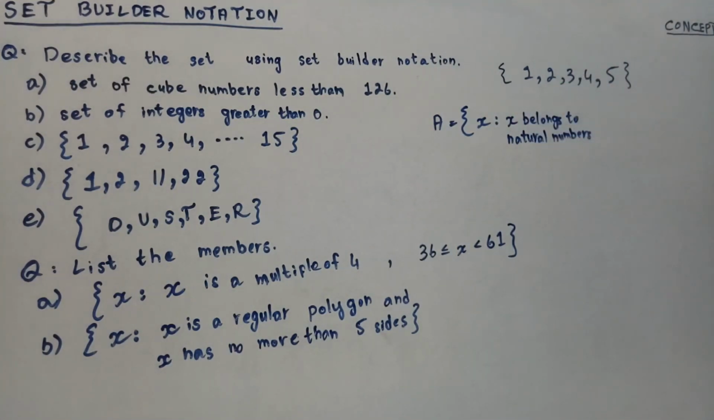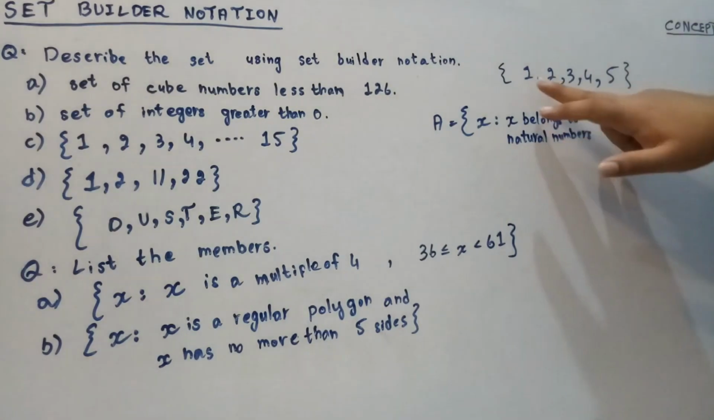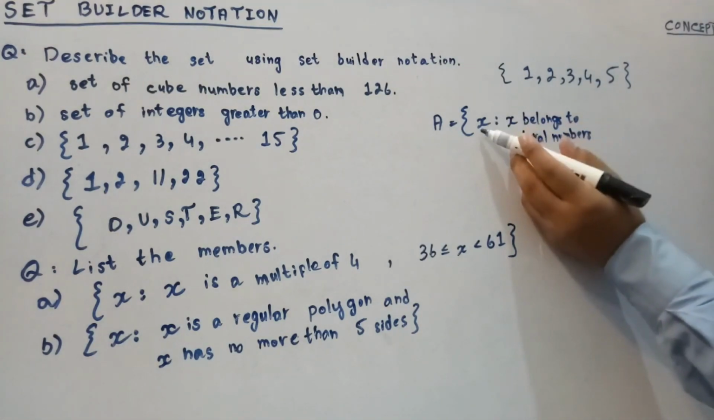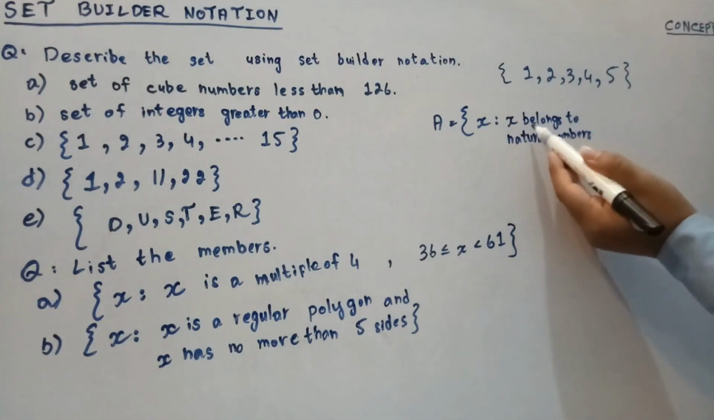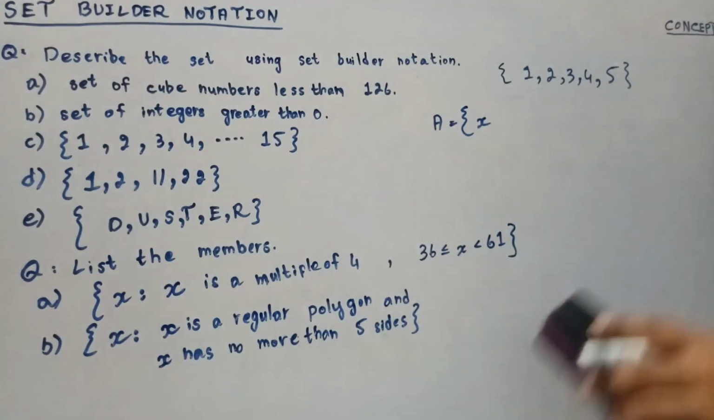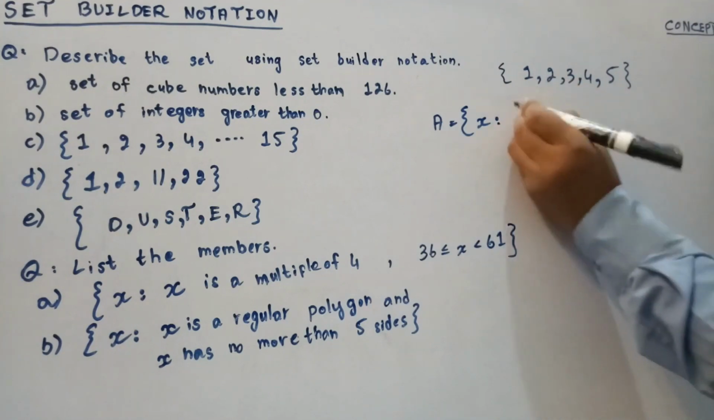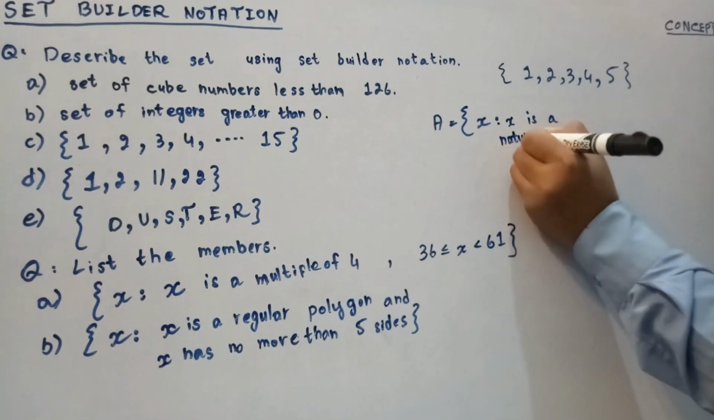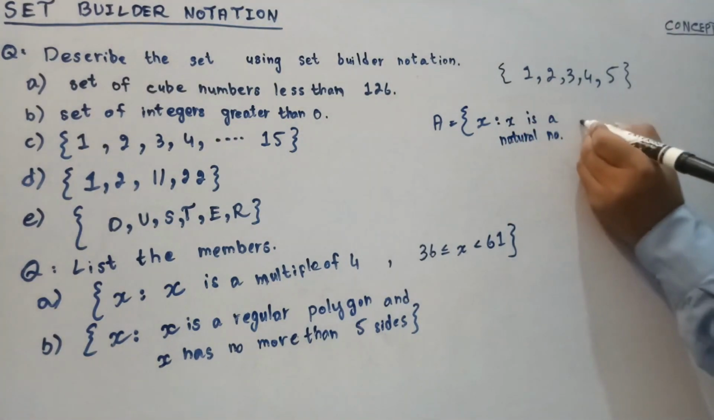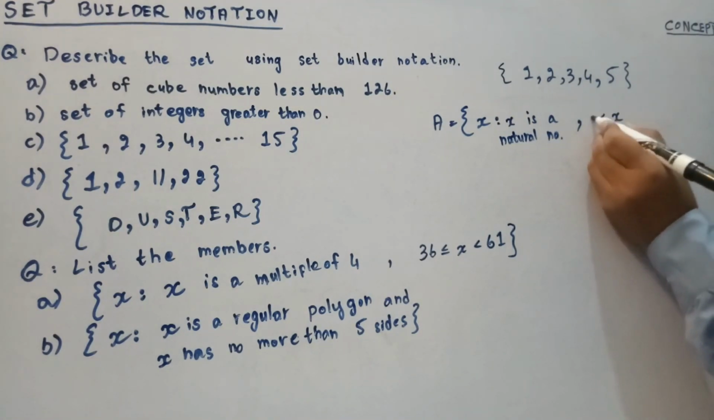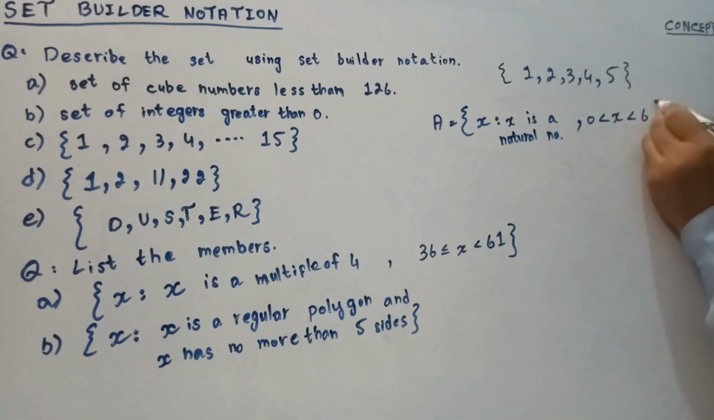It is an infinite set. But you can see here we have elements from 1 to 5. So I can say that x, such that x belongs to natural numbers, or that x is a natural number. It is better to say that x is a natural number, and x is greater than 0 but less than 6.